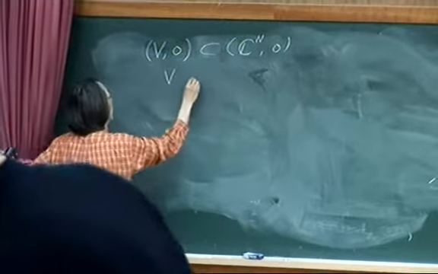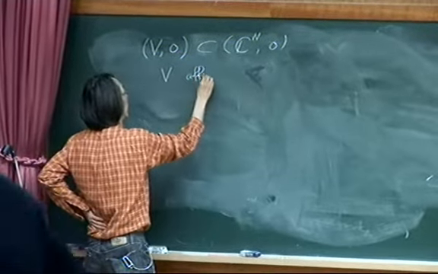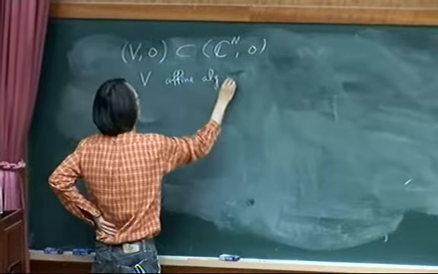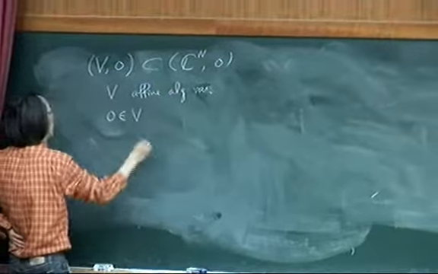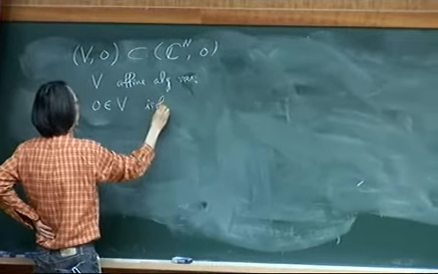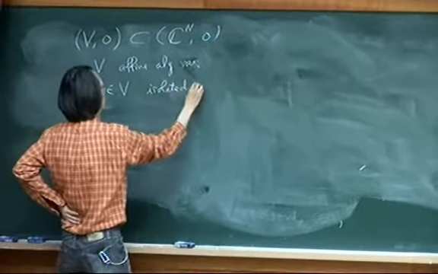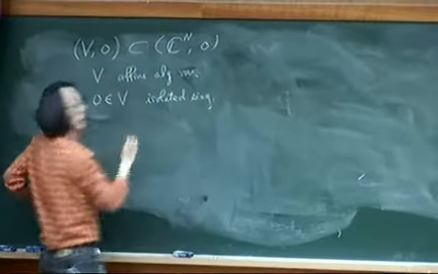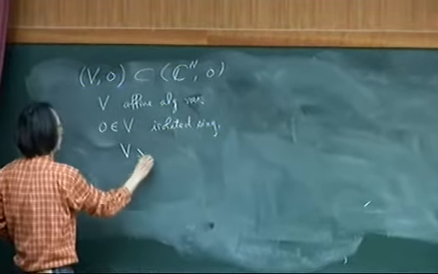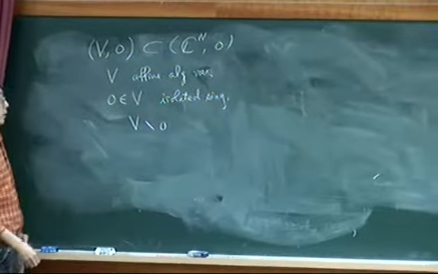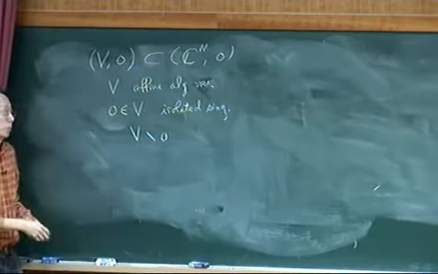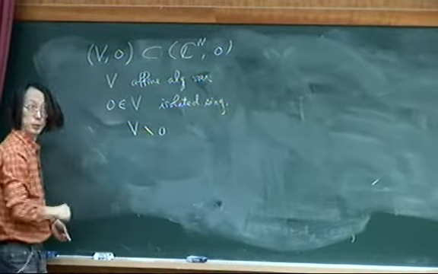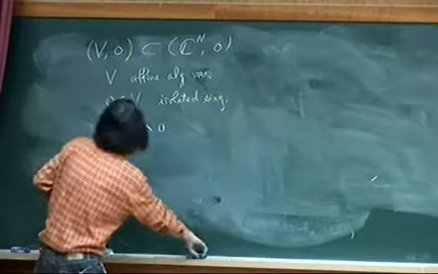So V is an affine algebraic variety, and 0 is an isolated singularity. Namely, away from the origin, we don't have any singularity near the origin. Maybe there are some away from the origin, but okay.